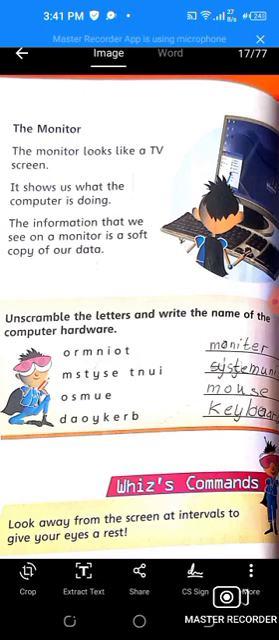Then unscramble the letters. Jumbled letters are given to you. Put them in a meaningful manner and keep it in your mind. The computer hardware, computer parts. Okay, first is monitor, second is system unit, third is mouse, fourth is keyboard.